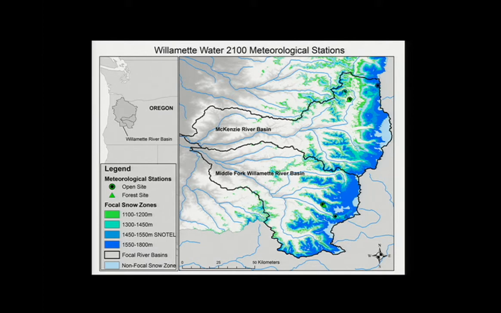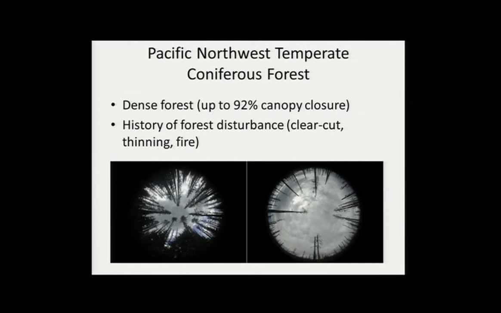And we also have paired these sites so that we have what we call a low density or an open site paired with a high density or forested site. And so here's an example from hemispheric photos of the difference between a high density and a low density site. The higher density site might be like a 90% canopy closure, where the low density open site might be on the order of maybe 12% canopy closure.